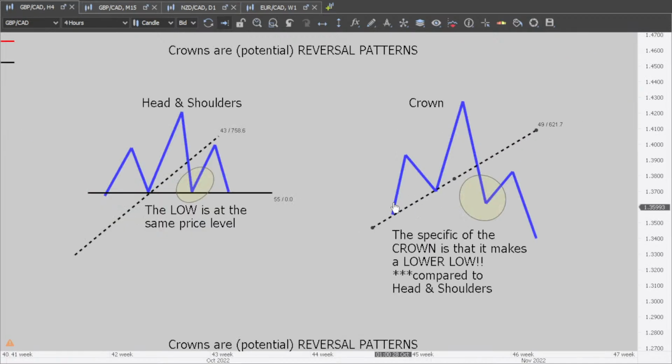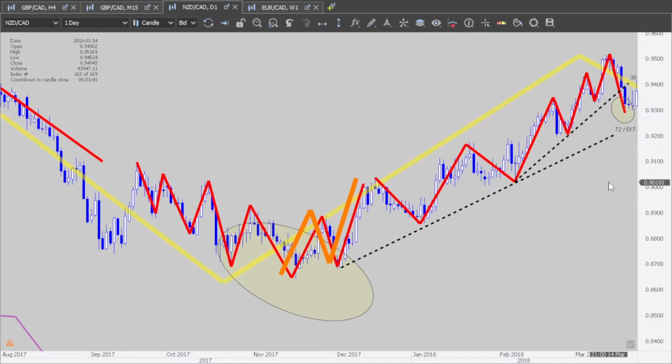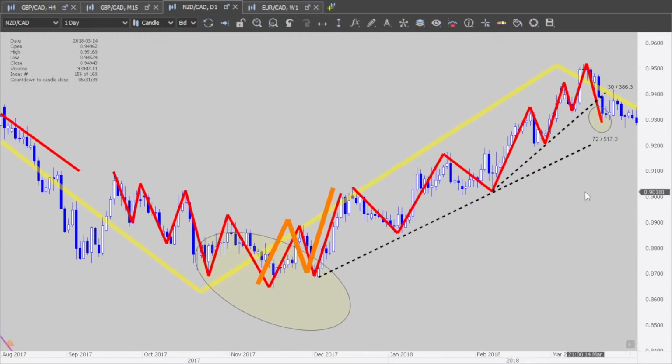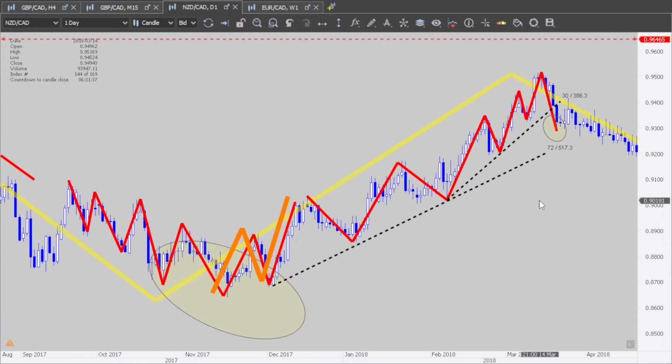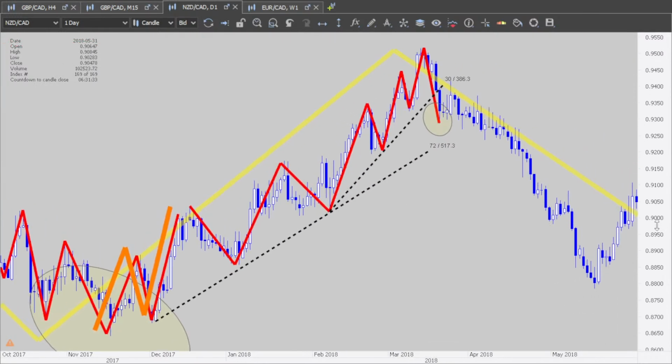Trend line, the market is making higher highs, higher lows, and then it broke the trend line and made a lower low. Here on head and shoulders, the market broke the trend line, but it did not make a lower low. This is the specific of the crown. Okay, now let's see. We're going to monitor the market, and what happened, right?